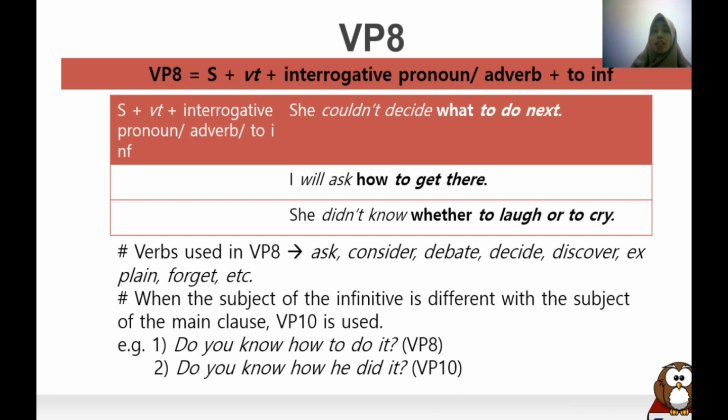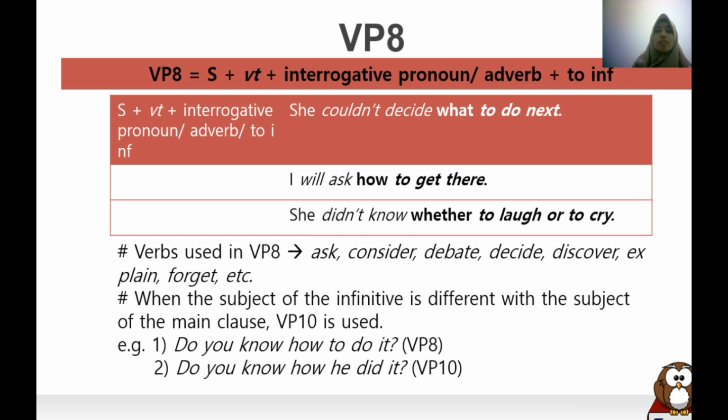And then she didn't know whether to laugh or to cry. She is the subject, didn't know is the VT, whether here is the interrogative adverb, and then to laugh or to cry is the to infinitive. Some verbs used in VP8 are like ask, consider, debate, decide, discover, explain, forget, and etc. And there is an important note here, that when the subject of the to infinitive is different with the subject of the main clause, like the example here, so VP10 is used.